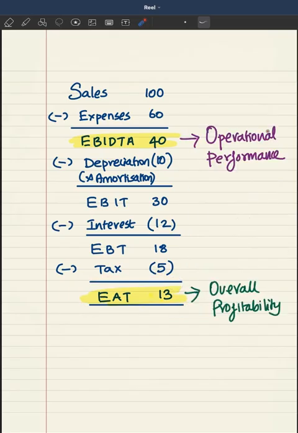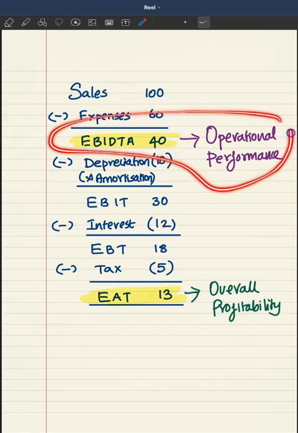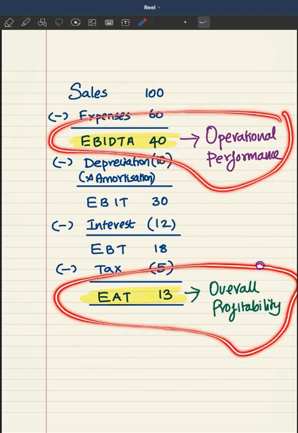So to conclude, we can say EBITDA focuses on operational performance and net profit focuses on overall profitability from shareholders or owner point of view.